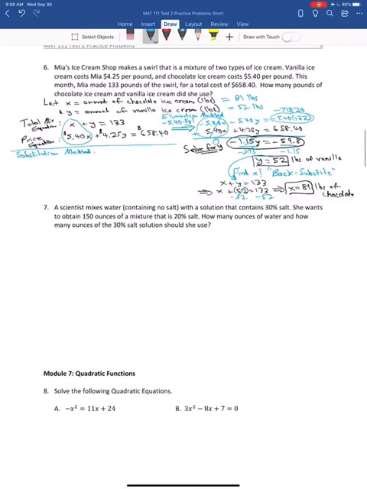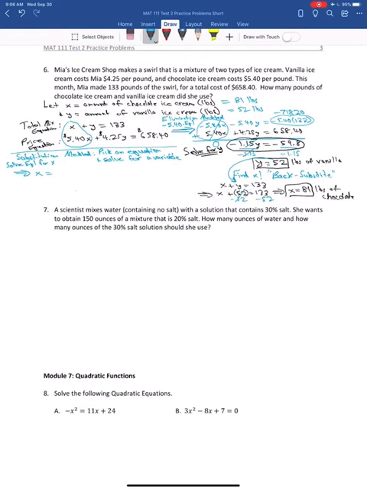Substitution method says pick an equation in your system and solve for one of the unknowns. Solve for a variable, solve for X or Y. So for example, I could solve equation 1 for X. I'll write that here. If we were to solve equation 1 for X, X would equal 133 minus Y.